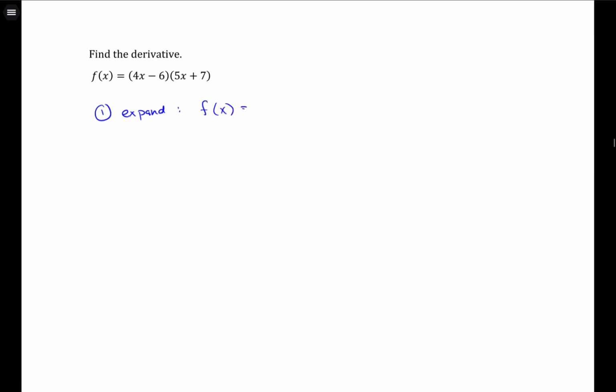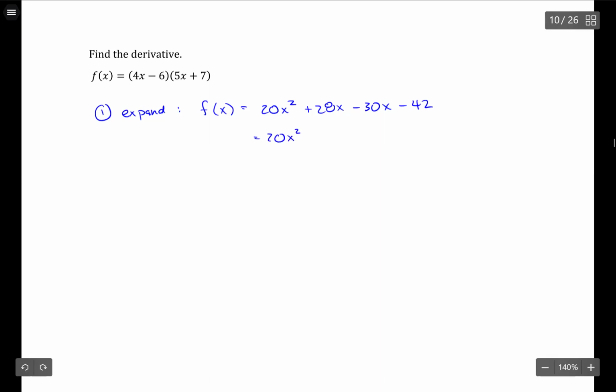4x times 5x would be 20x squared. 4x times 7 is 28, so plus 28x. Negative 6 times 5x is negative 30x, and minus 42. So this would be 20x squared minus 2x minus 42. And its derivative then would be 40x minus 2.